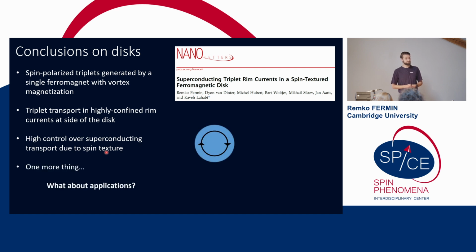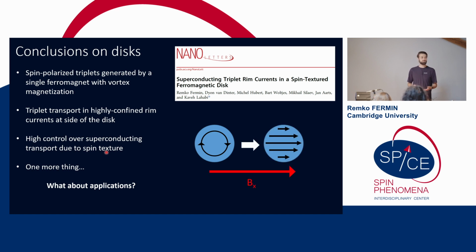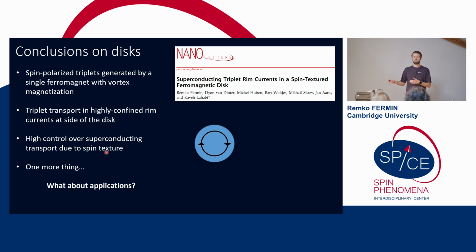Then in the last 4 minutes, I will show you one more thing, and that is, what about applications? Can we actually use this for something useful? Well, maybe yes. If we have this ferromagnetic vortex stable in a disk, and we apply an out-of-plane magnetic field, we magnetize the disk, and you could say, well, these are two states. So you could use this, for example, as a memory element. But the problem is, once you remove the magnetic field, the disk reverts back to a vortex again.